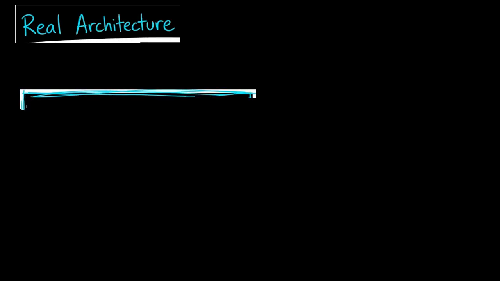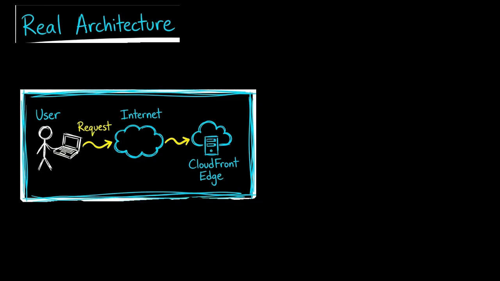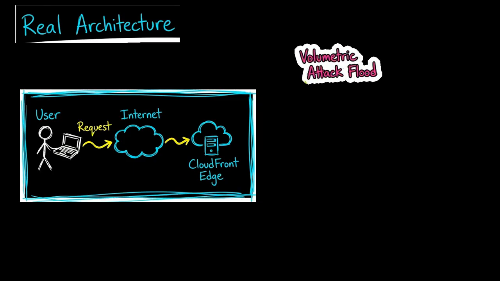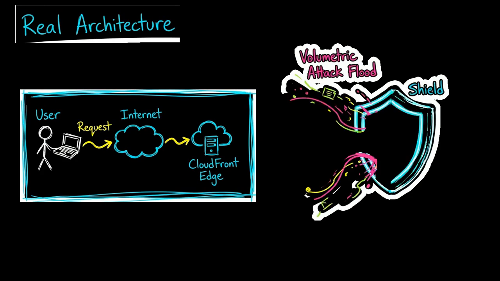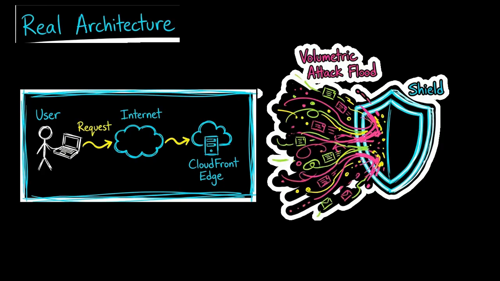Now let's see how these services work together in a real AWS architecture. A user sends a request from the internet. That request first reaches CloudFront at the edge of the AWS network. AWS Shield sits there automatically protecting your environment from massive volumetric attacks. If a flood of malicious traffic appears, Shield absorbs it and blocks it before it can hit your servers.